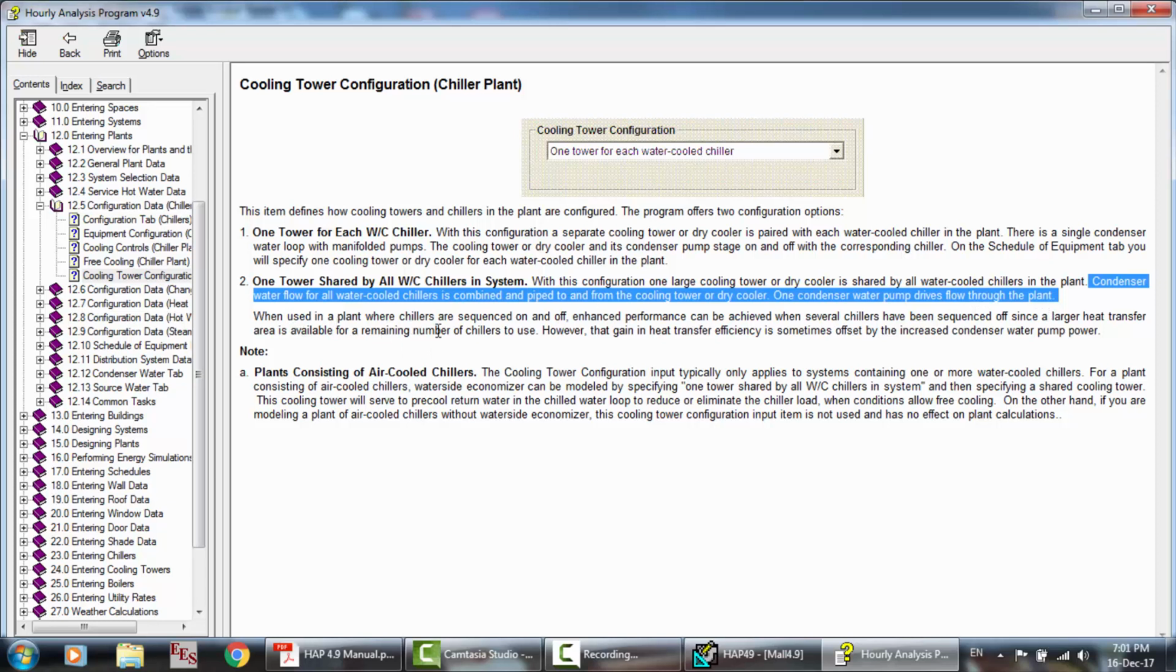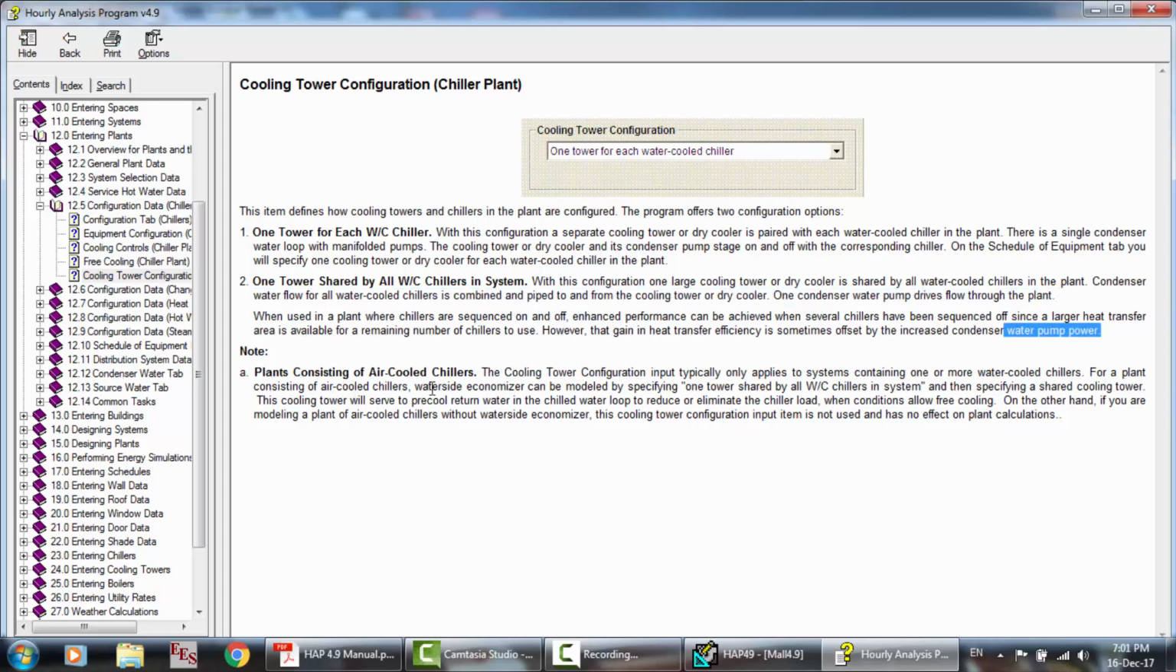So when used in a plant where chillers are sequenced on and off, enhanced performance can be achieved when several chillers have been sequenced off, since a larger heat transfer is available for the remaining number of chillers to use. However, the gain in heat transfer efficiency is sometimes offset by the increased condenser water pump power.